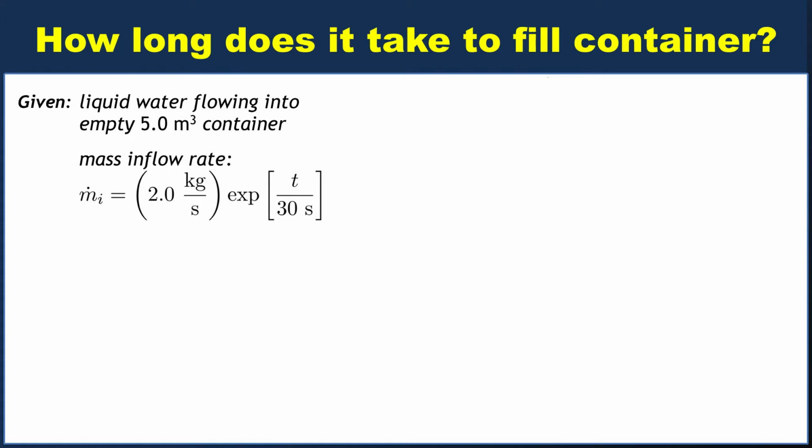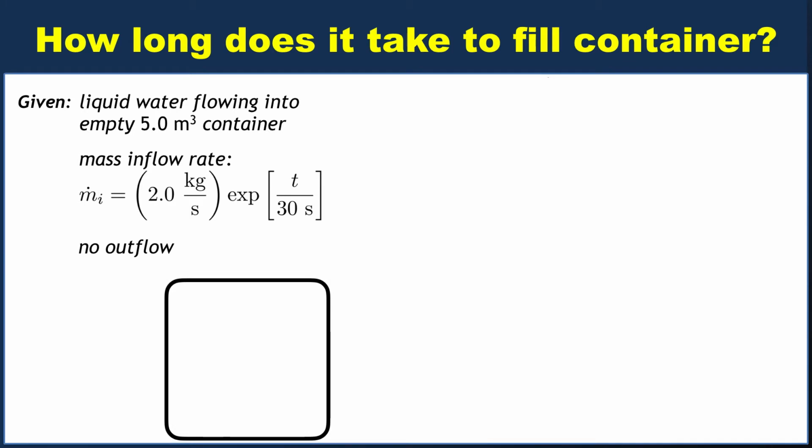We're also told that there's no outflow, so water goes into this container but doesn't come out. And the container, you can have in mind, is something like this. Its volume is 5 cubic meters. So we just want to know how long it takes for water to start entering before the entire container is full. Okay, we've done a problem like this before for a steady m dot, but now we have a varying m dot. We need to take that into account.